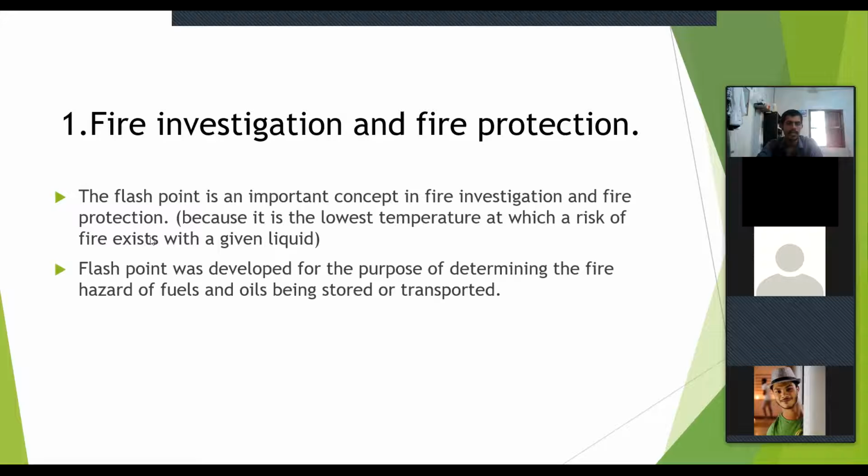So here, the flash point is an important concept for fire investigation and fire protection, because it is the lowest temperature at which a fire risk exists, right? When we keep fuel below the flash point temperature, it is safe. The flash point was developed for the purpose of determining the hazard. In the old days we didn't have this much technology or technique to test and find out the flash points.